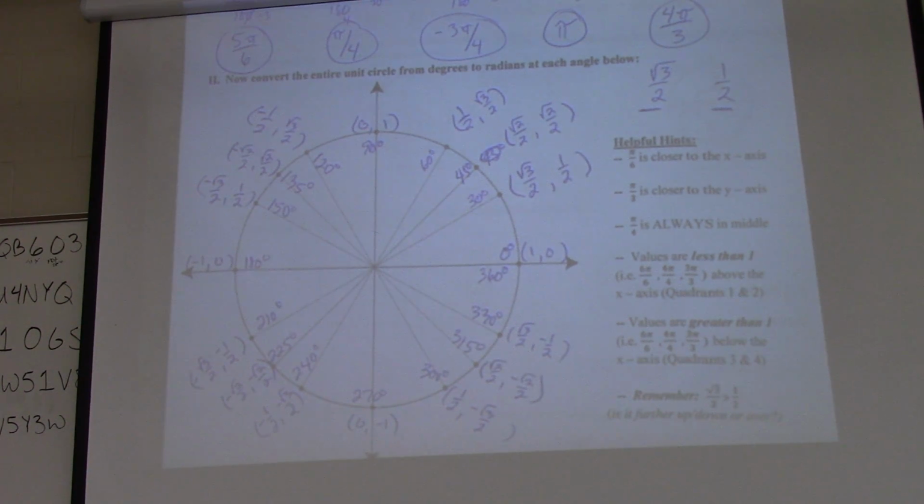Is that 3/2? It's the square root of 2. So it's the same. It's the same all the way around.